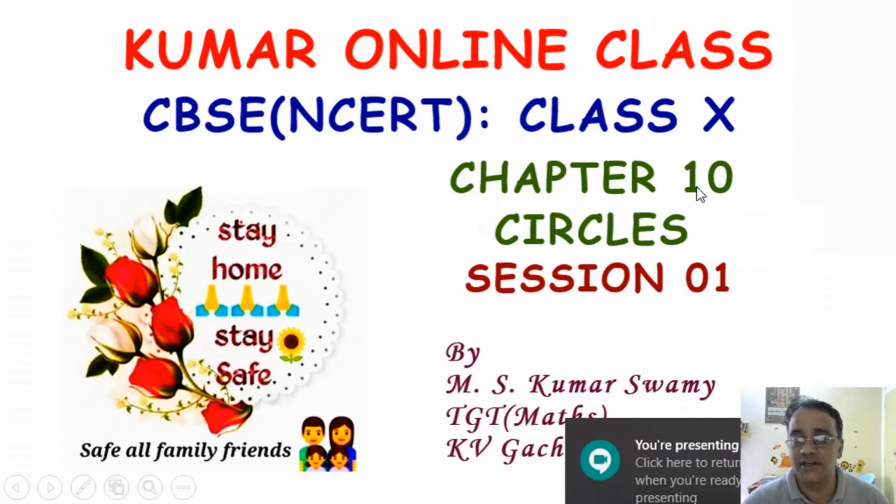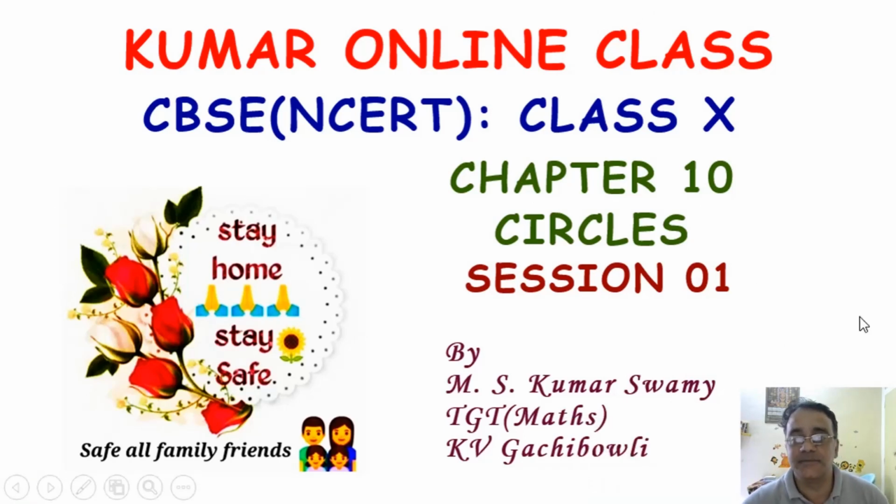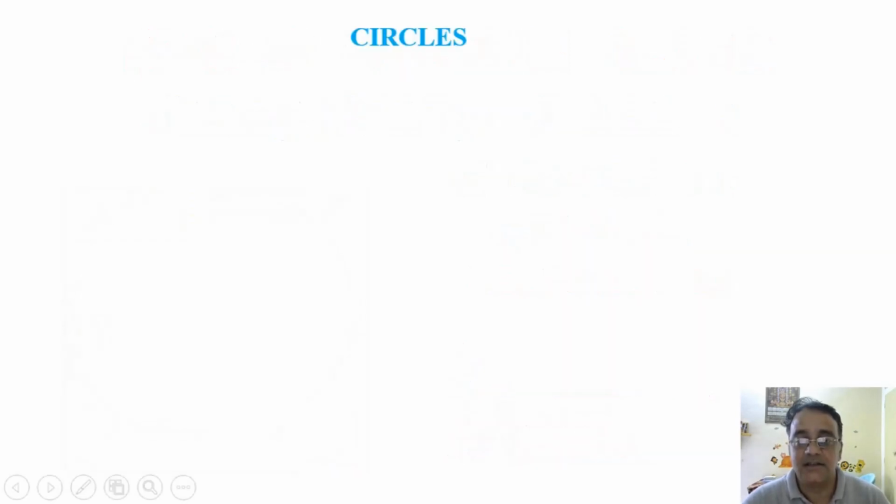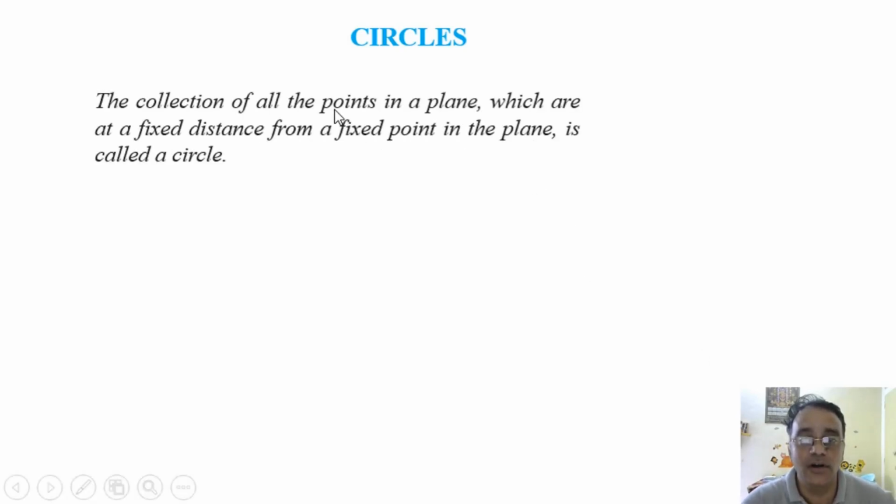Today we are going to start session number 1 of chapter number 10, circles, and let us see some basic concepts of circles. What is a circle? The collection of all points in a plane which are at a fixed distance from a fixed point in the plane is called a circle. See, O is a fixed point and OP is a fixed distance.